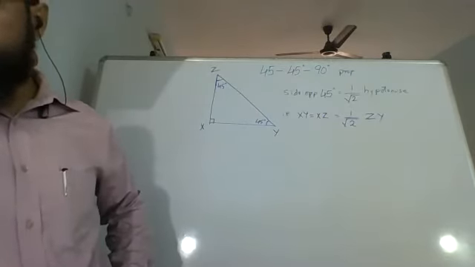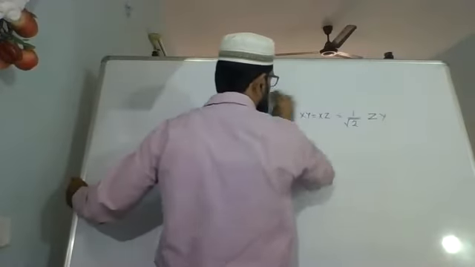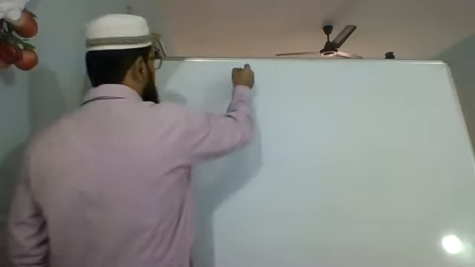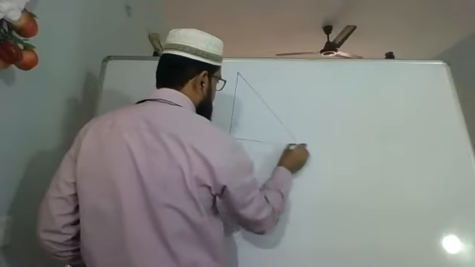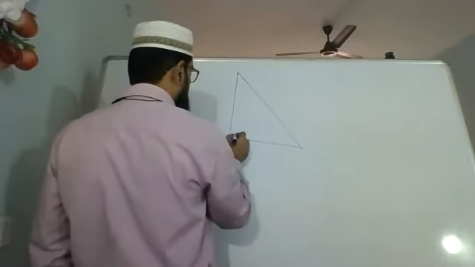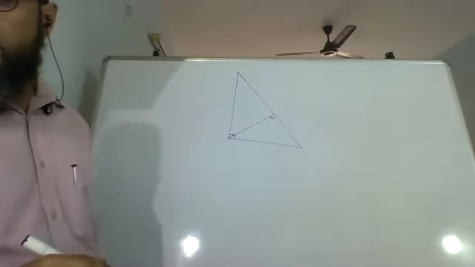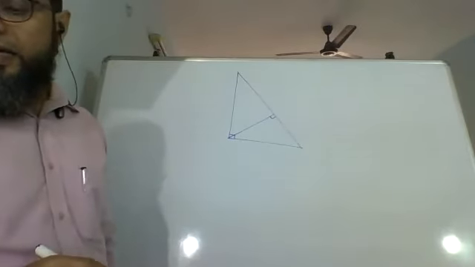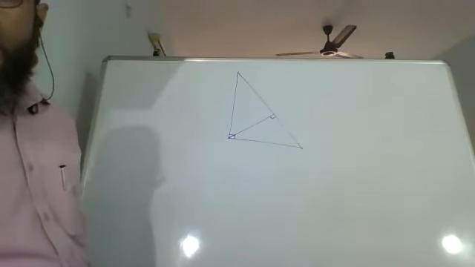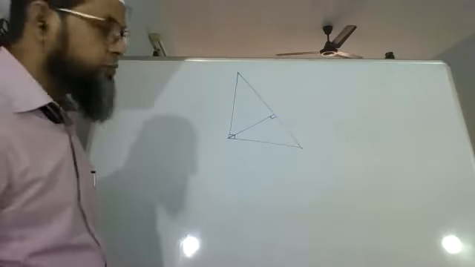If the altitude is drawn to the hypotenuse in a right angle triangle, where altitude means a height, also a perpendicular, then the 2 triangles formed are similar to the original triangle and to each other. Draw the diagram also.